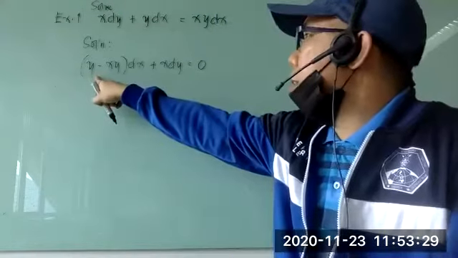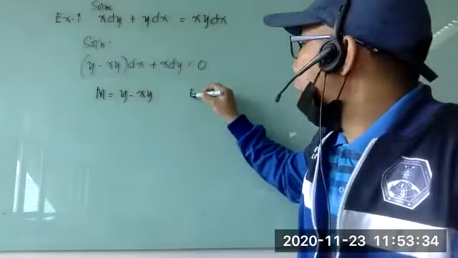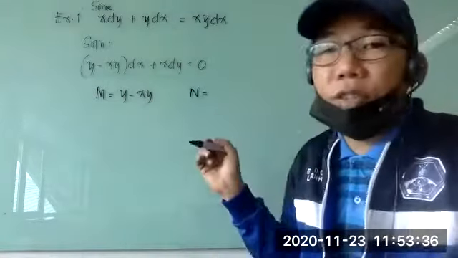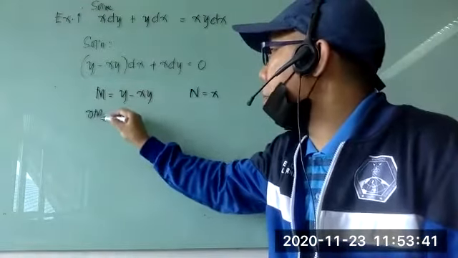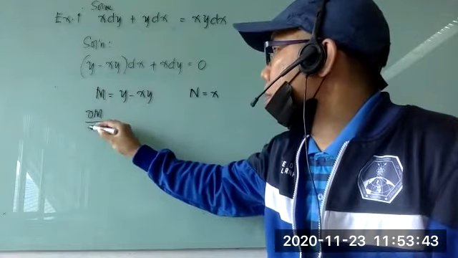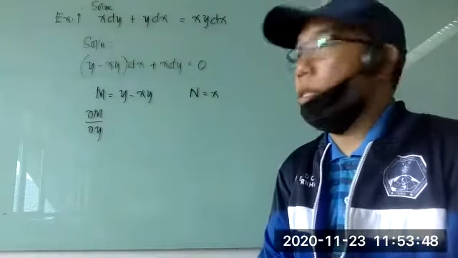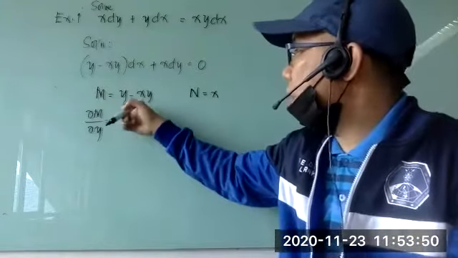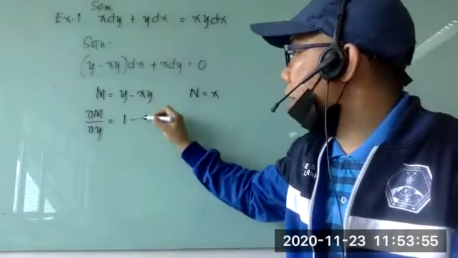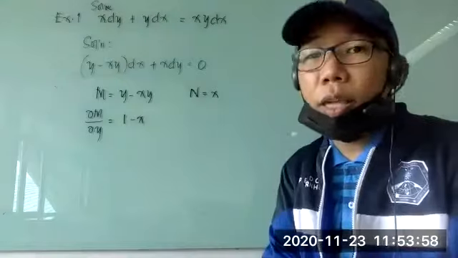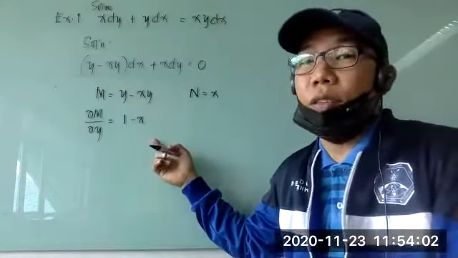Now our M here is the coefficient of dx. So you copy y minus xy. How about our N? Our N is the coefficient of dy, so that is x. We take the partial derivative of M with respect to y, meaning x is held constant. So we differentiate this with respect to y, that is 1. We differentiate this one, so we copy negative x, differentiate y with respect to y, that is equal to 1. So we have this resulting partial derivative.